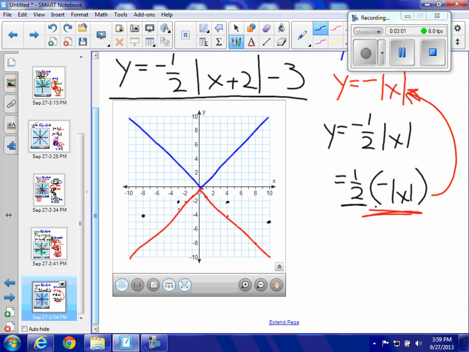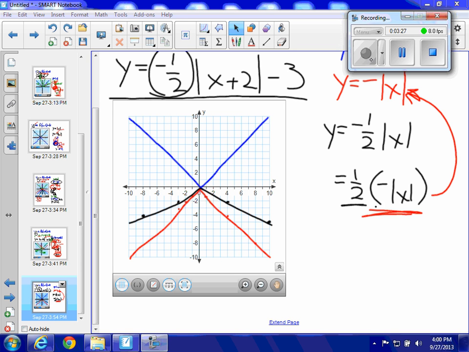So now it's going to look like this. Because my a right here of 1/2 is less than 1, it compresses the graph. So now I've got my negative, and I have my a. I'm going to add in my h and k.